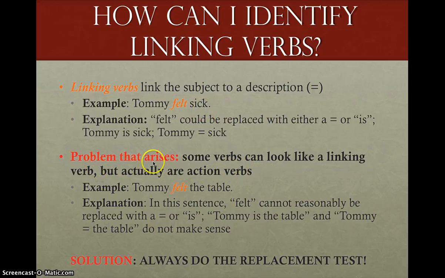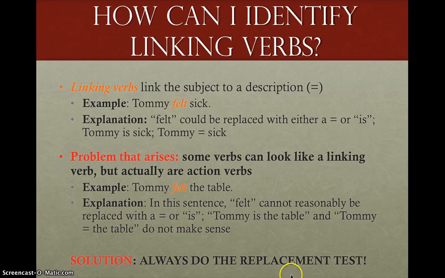However, we have a problem that arises, and that's that some verbs look like linking verbs, but they're actually action verbs. So take this exact same verb, felt, and put it in another sentence. Tommy felt the table. In this sentence, felt cannot reasonably be replaced with an equal sign or is. Tommy is the table? No. Tommy equals the table? No, that doesn't make sense. In fact, this is an action verb. Can anybody tell me what kind of action verb it is? That's right. It's an action transitive verb. Tommy would be the subject, felt would be the transitive verb, and table would be the direct object. It's what he felt, okay?